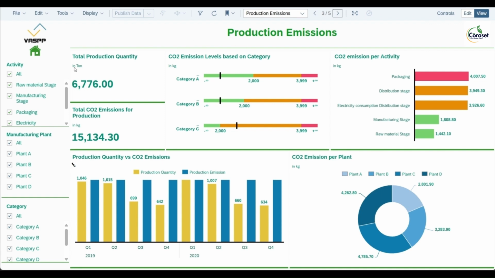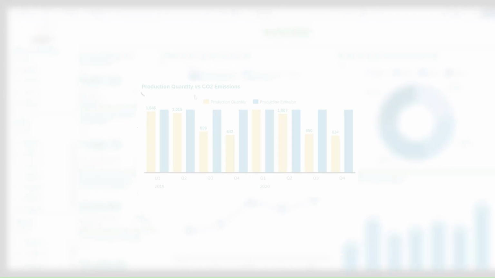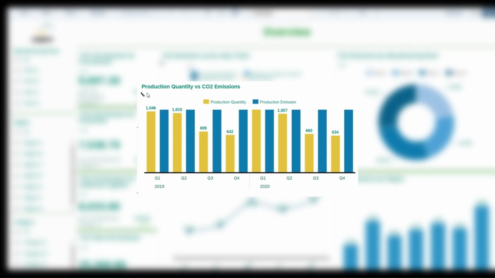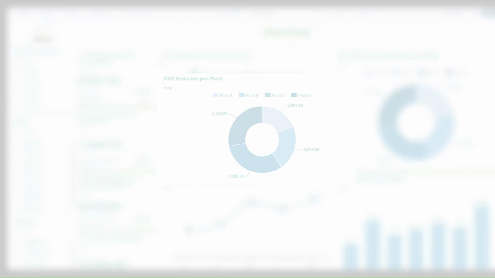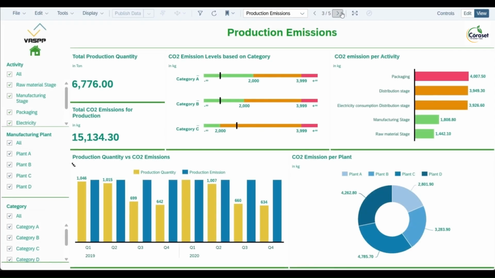The major KPIs, such as the total production quantity KPI, track the volume of goods produced, while the total CO2 emissions for production KPI measures the associated carbon emissions. Moving on to charts, the production quantity versus CO2 emissions chart displays the relationship between the volume of goods produced and the corresponding carbon emissions for each production unit or process. A donut chart displaying the CO2 emission per plant visualizes the proportion of total carbon emissions attributed to each plant. I have used sample filters as on the previous page.